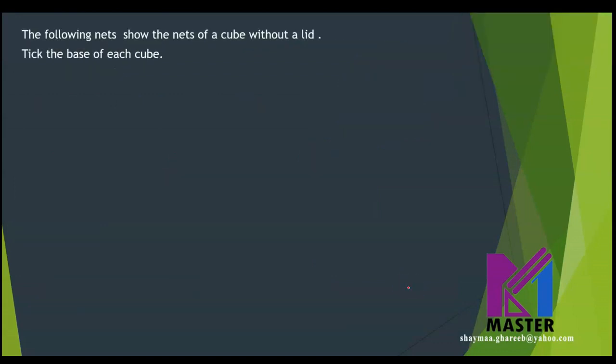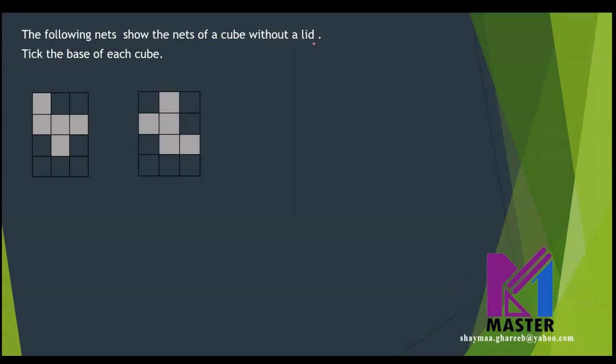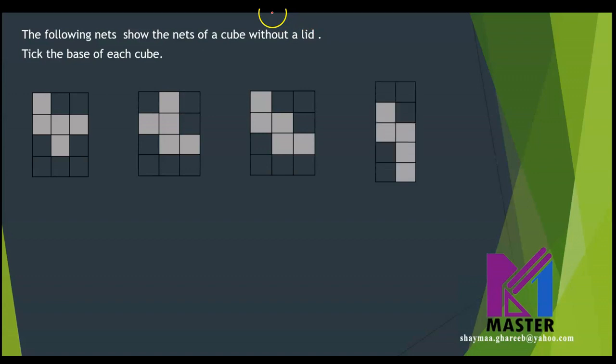Now look at this question. The following nets show the nets of a cube without a lid. What does it mean? We know that the net of any cube has 6 faces. If the cube has no lid, it means its net will have only 5 faces. What should we do here? Take the base of each cube.